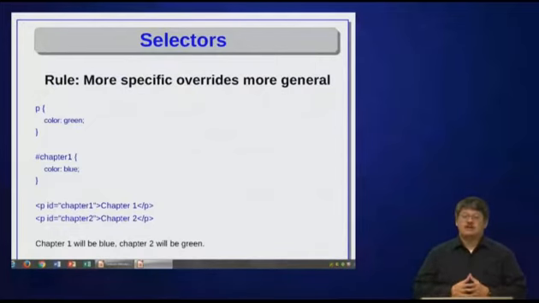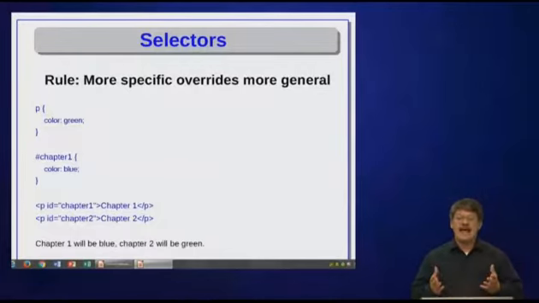So sometimes we write rules in such a way that more than one rule applies to an element. What do I mean by that? Well, suppose that I have a rule that says that all paragraphs should be colored green, and I have another rule that says anything with the ID chapter 1 should be colored blue. What happens if I have a paragraph that also has the ID attribute set to chapter 1? Will it be green or will it be blue?